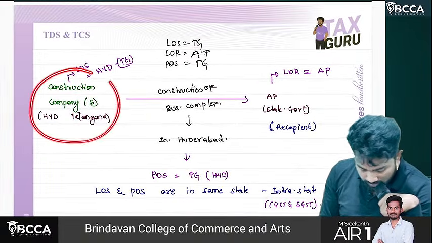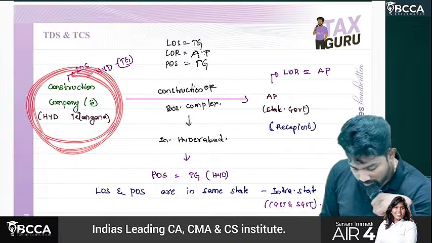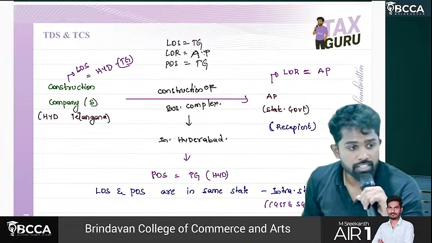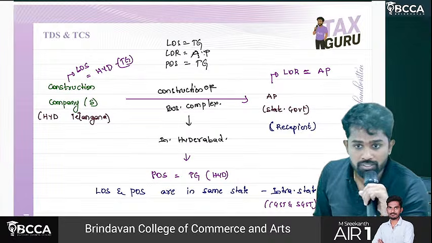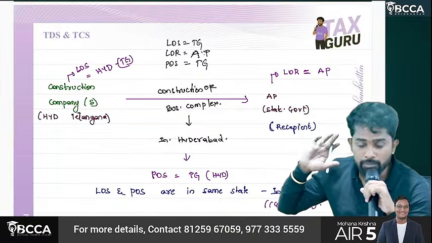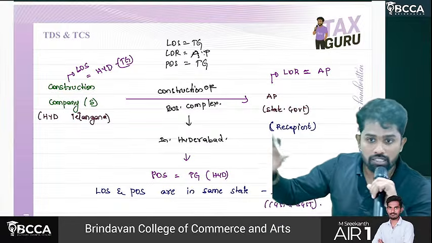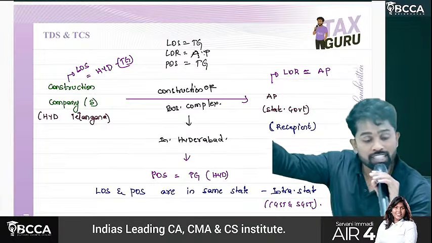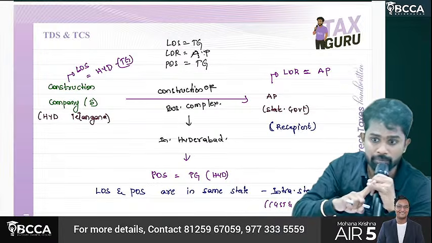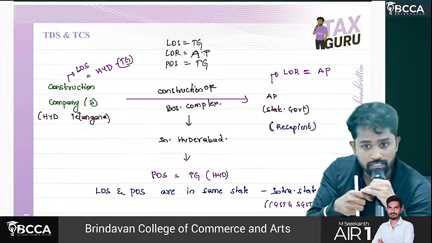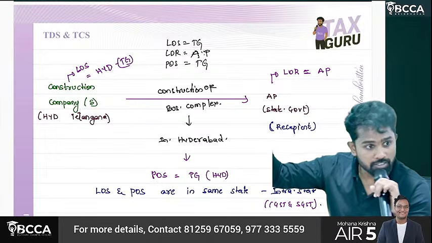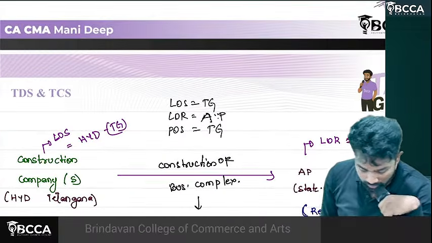A construction company in Hyderabad is constructing a bus complex for the AP state government in Hyderabad. Sir, why does the AP government need a bus complex in Hyderabad? Because every day thousands of buses will go from AP to Hyderabad. Those buses will halt there. To halt there, a bus complex is needed. That's why the AP government is constructing in Hyderabad. The supplier is a Hyderabad-based construction company. The recipient is the AP government, which is in AP. But the construction is in Hyderabad. So the place of supply also is Hyderabad.